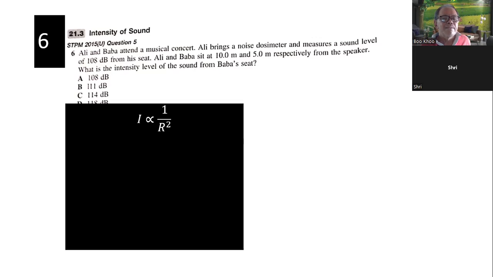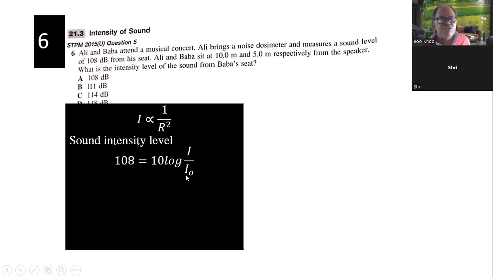Right? I is proportional to 1 over R square. Sound intensity level. There's a threshold of sound, threshold of hearing. Right? 108, that's the intensity level. Divide by 10 and take the anti-log. You get this answer.